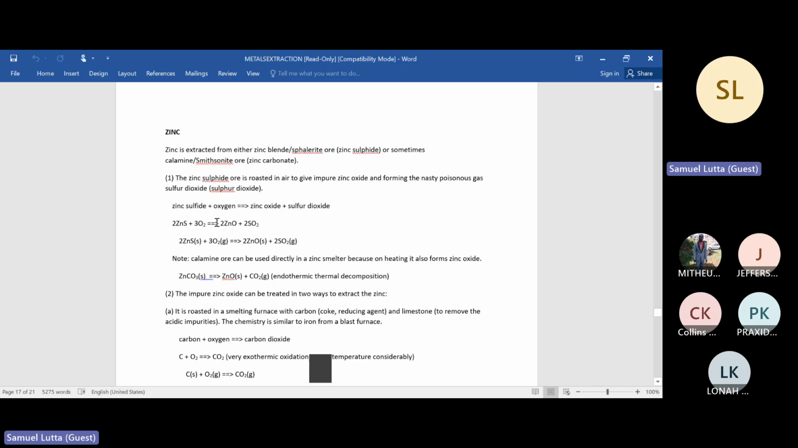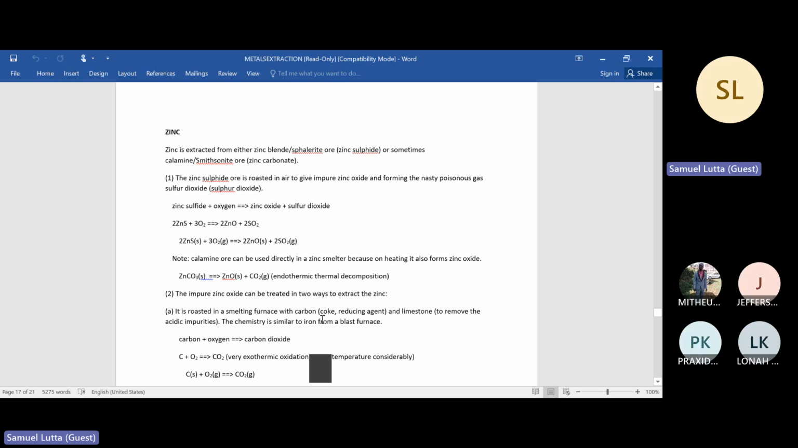or you can get it from calamine, which is zinc carbonate. In all this for zinc, the process starts with what we remember we talked about, roasting of a metal. Roasting, we said you heat it in the presence of air to get the products you need. So when you heat this, you get zinc oxide plus sulfur dioxide. Sulfur dioxide is a waste material. You can use it for making sulfuric acid, and the zinc oxide you can apply for other use. The same process, you can also get this from zinc carbonate.